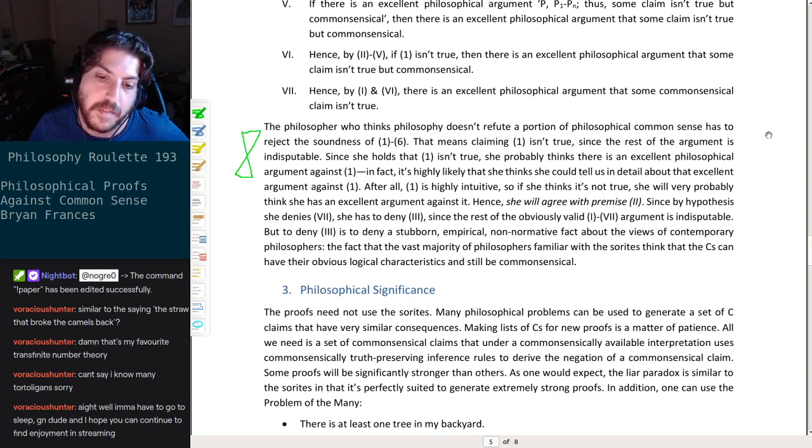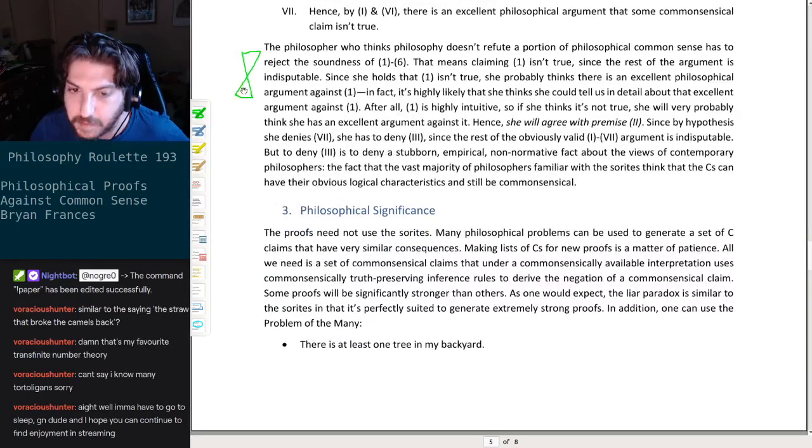Since by hypothesis she denies 7, she has to deny 3, since the rest of the obviously valid 1 to 7 argument is indisputable. But to deny 3 is to deny a stubborn, empirical, non-normative fact about the views of contemporary philosophers: the fact that the vast majority of philosophers familiar with the Sorites think that the Cs can have their obvious logical characteristics and still be commonsensical.